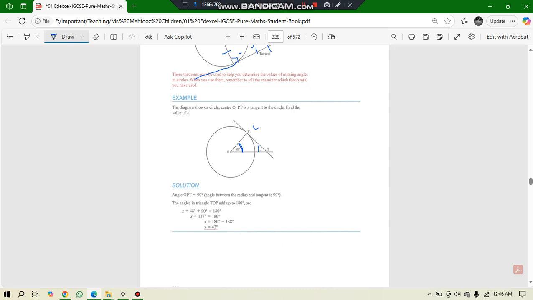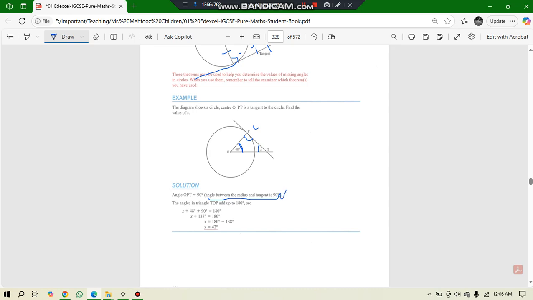So you can see that the angle TPO is 90 degrees. Why? Because it is the radius and the tangent, so they meet at a right angle. The angle OPT is 90 degrees. Angle between the radius and the tangent is 90 degrees.